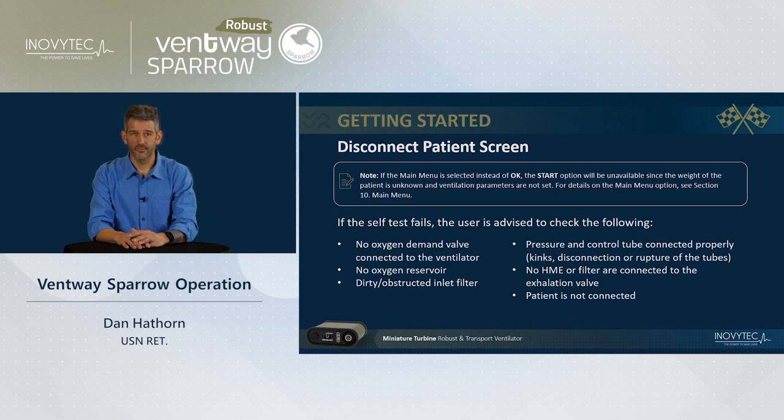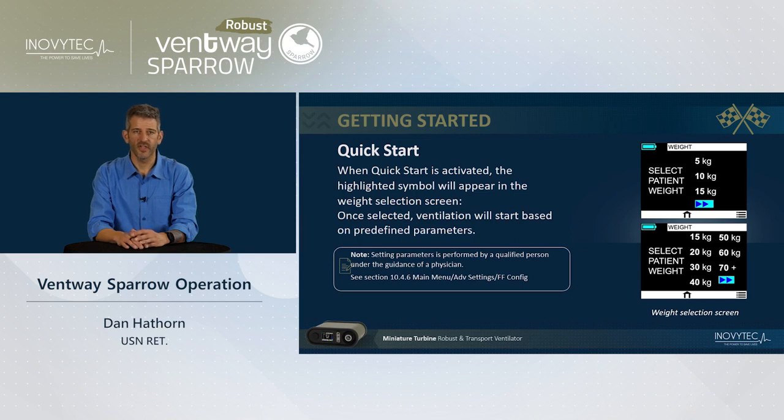Quick Start. When Quick Start is activated, the highlighted symbol will appear in the weight selection screen. Once selected, ventilation will start based on a set of predefined parameters. Keep in mind, setting parameters is performed by a qualified person under the guidance of a physician.